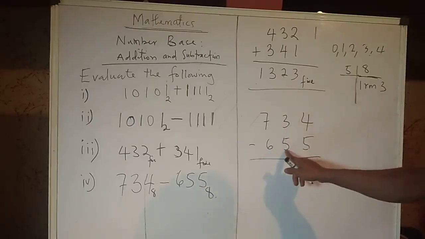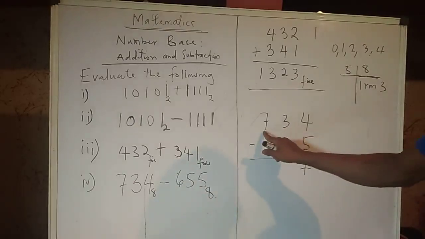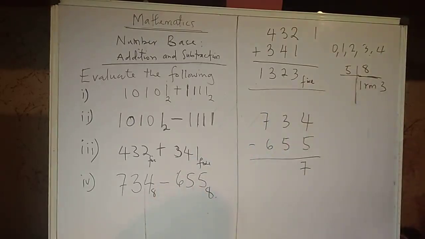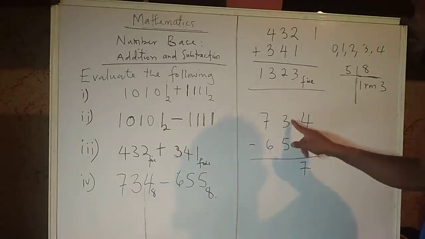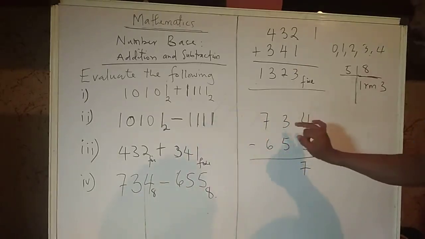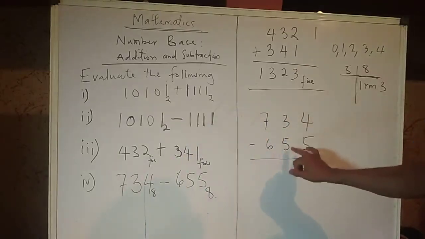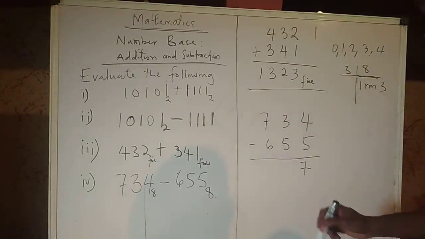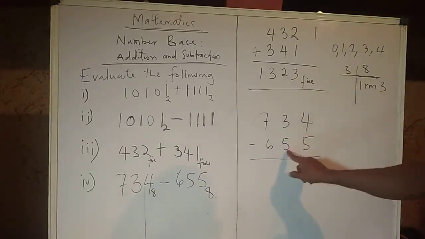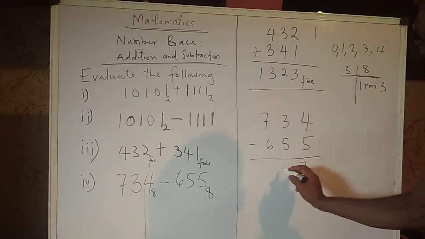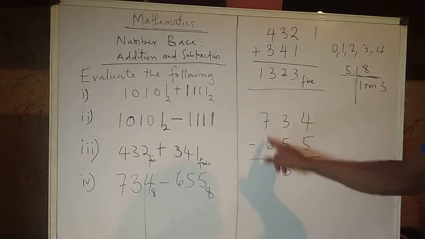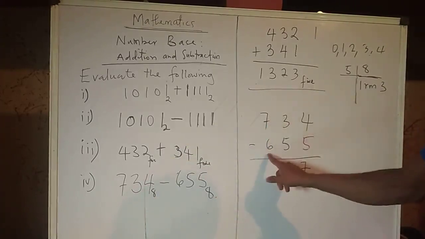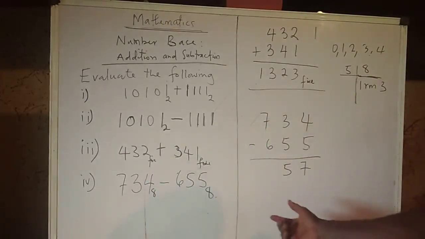But 2 minus 5 cannot work for us. So we take 1 and add to the 2. The one we take from here and add to the 2 is 8. 8 plus 2 is what? 10. No, sorry. 10 minus 5, because we are doing subtraction. 10 minus 5 is what? 5. Now, since we took 1 from here, what is left is just 6 and 6 here. So 6 minus 6 is simply 0.